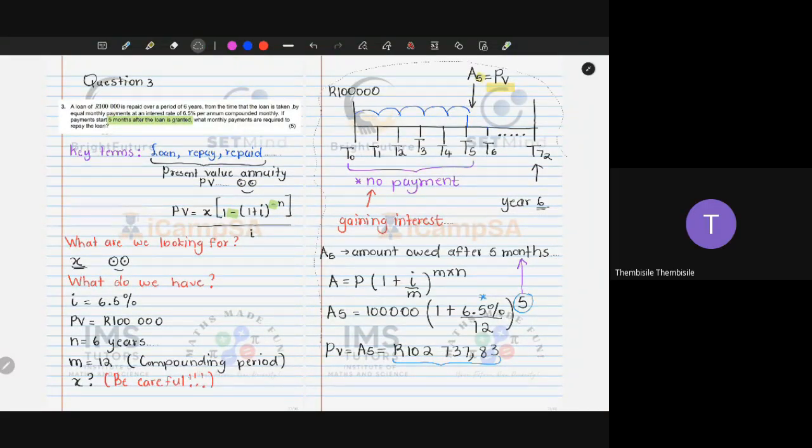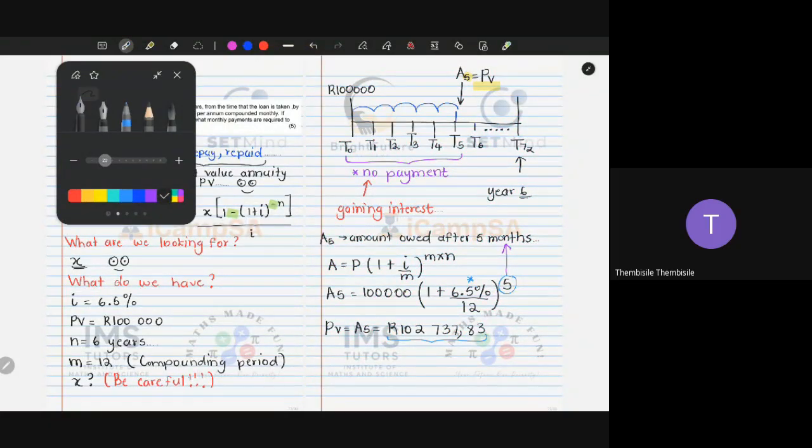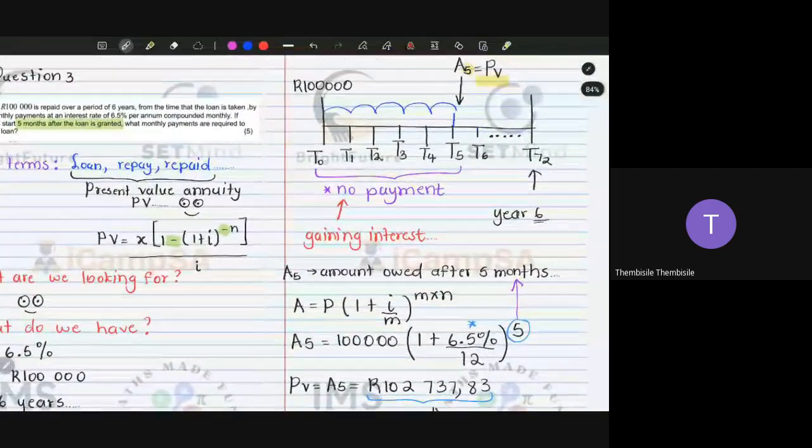I hope you understand. So now we have our P. We can now, ladies and gents, go and work out what our X is. So we have all that we need. Now we can go ahead, but there's one thing which we need to determine.